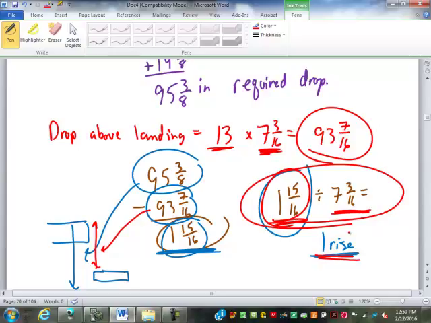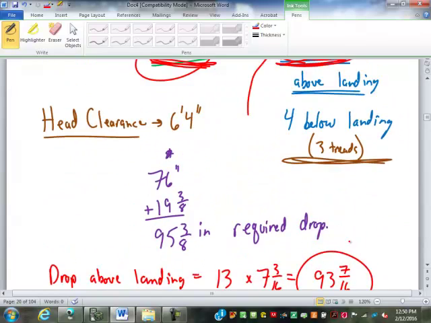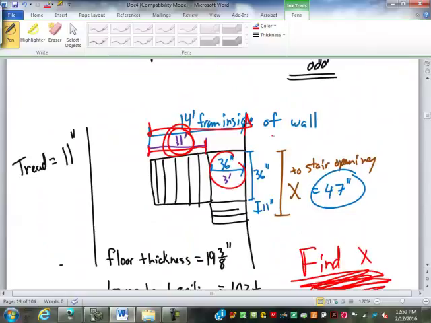So how did you get 46? 46 or whatever it was? What do you mean 46? For X. How did you... Oh, 47? Well, because the landing is already 36 inches, and 1 more tread is another 11 inches. So just 36 plus 11 is 47 inches.